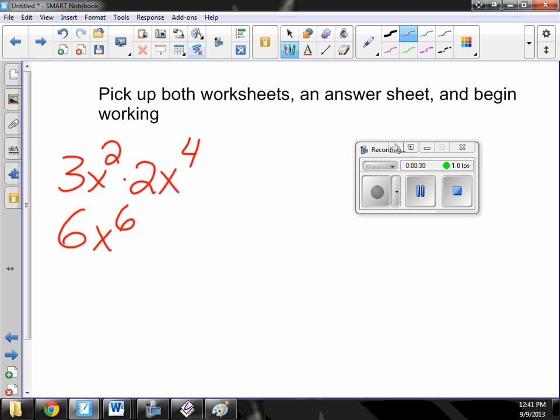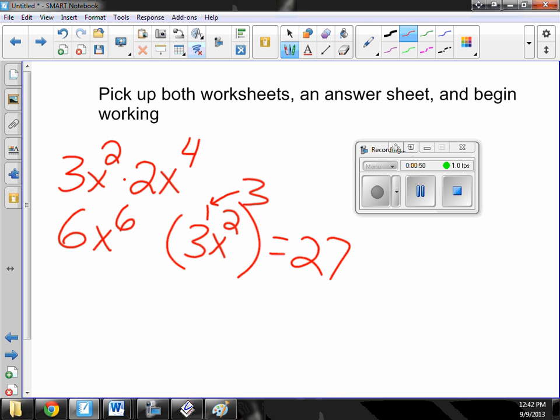But what if I had 3x squared to the third? So we're going to multiply the exponents. What's the exponent on the 3? A 1. So you're going to multiply those together, which is 3 to the third, which gives us 27. X squared to the third, you said, was x to the 6th. Why is that the case? Why do we multiply the exponents? You know the rule. Do you know why it's true?